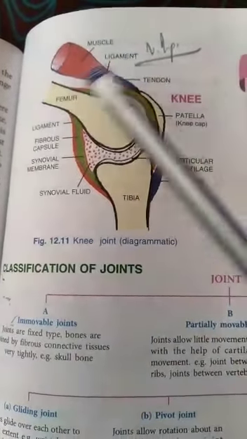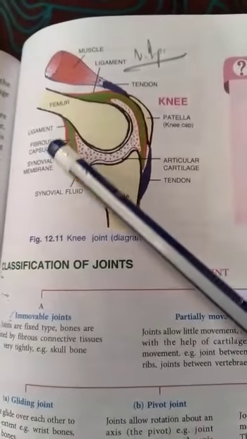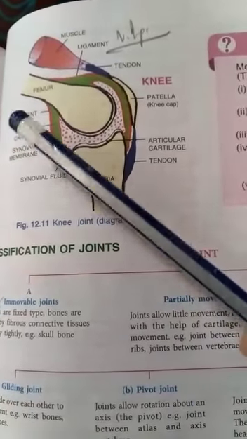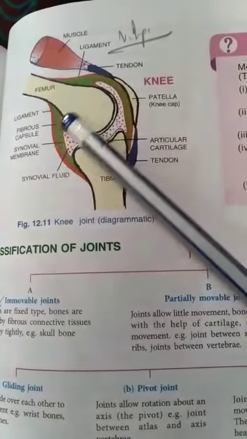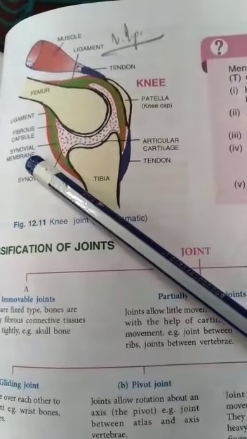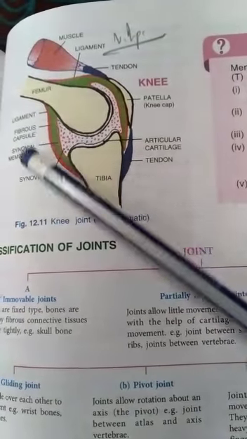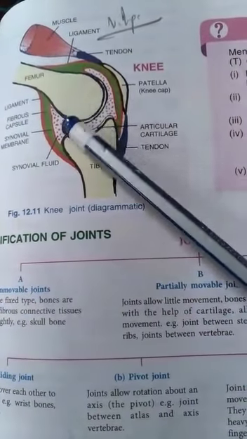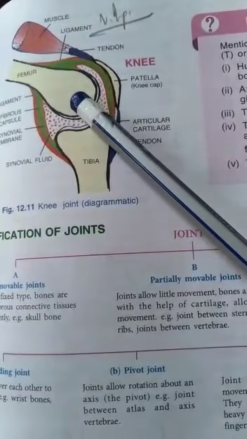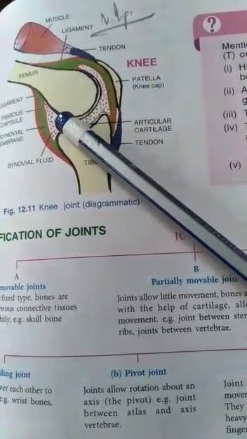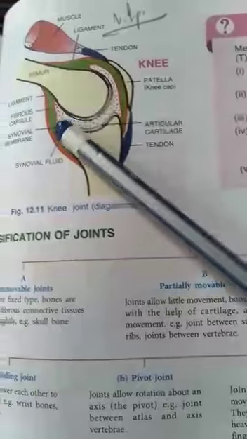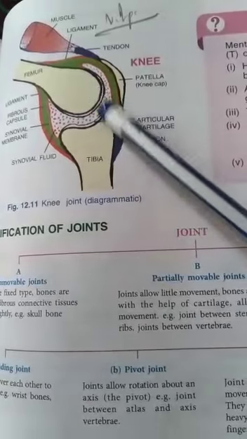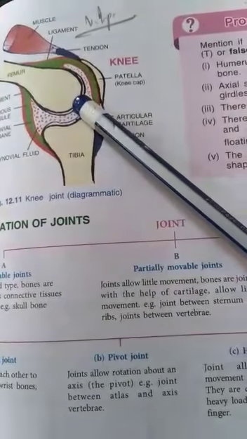You can see in the diagram, and protected by fibrous capsule. Ligaments also prevent the dislocation of this joint during the movement, and synovial fluid is present in the sac, formed of very thin membrane called synovial membrane, which acts as a cushion between two bones and reduces the friction.